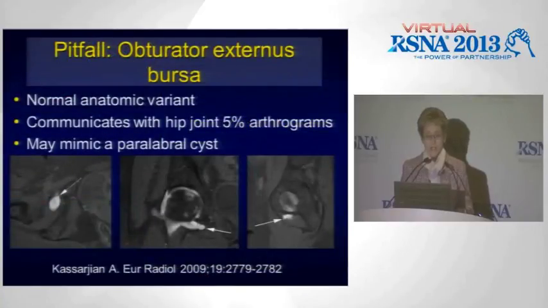And the final pitfall is that of the obturator externus bursa. This has been shown to communicate with the hip joint in 5% of arthrograms, and this is a normal anatomic variant. Now, the big thing is to remember that this may mimic a paralabral cyst, and therefore I've seen many individuals say, oh, there is an associated labral tear. And remember, labral tears are rare to have in that anterior inferior quadrant, so just remember this as a normal variant to be thinking about.